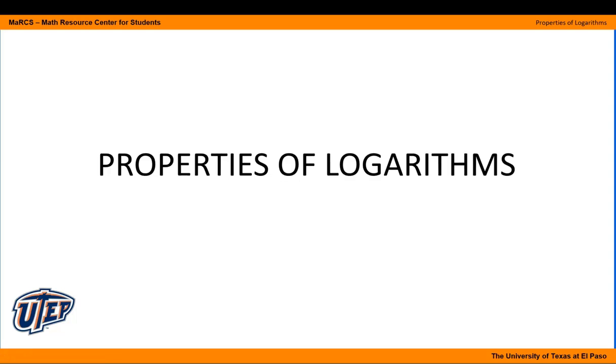Hello, in this lesson we will discuss the properties of logarithms. We will learn how to use logarithmic properties to rewrite, expand, condense, and evaluate logarithmic expressions. These properties are extremely important because they allow us to simplify complicated logarithmic expressions and solve logarithmic equations more efficiently.